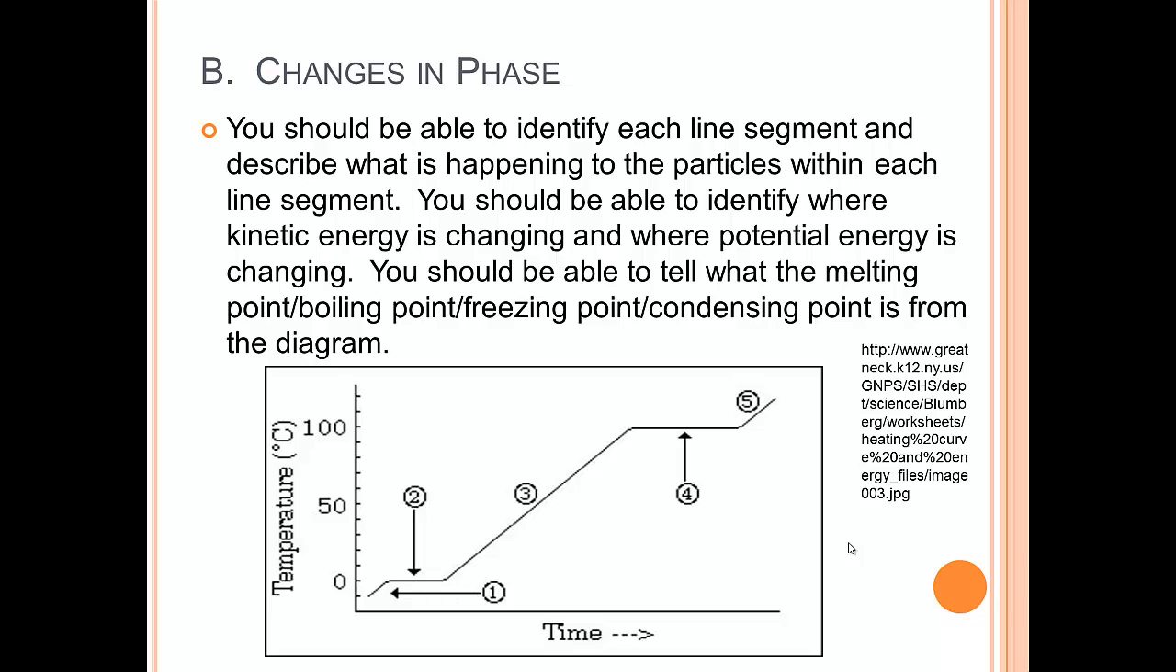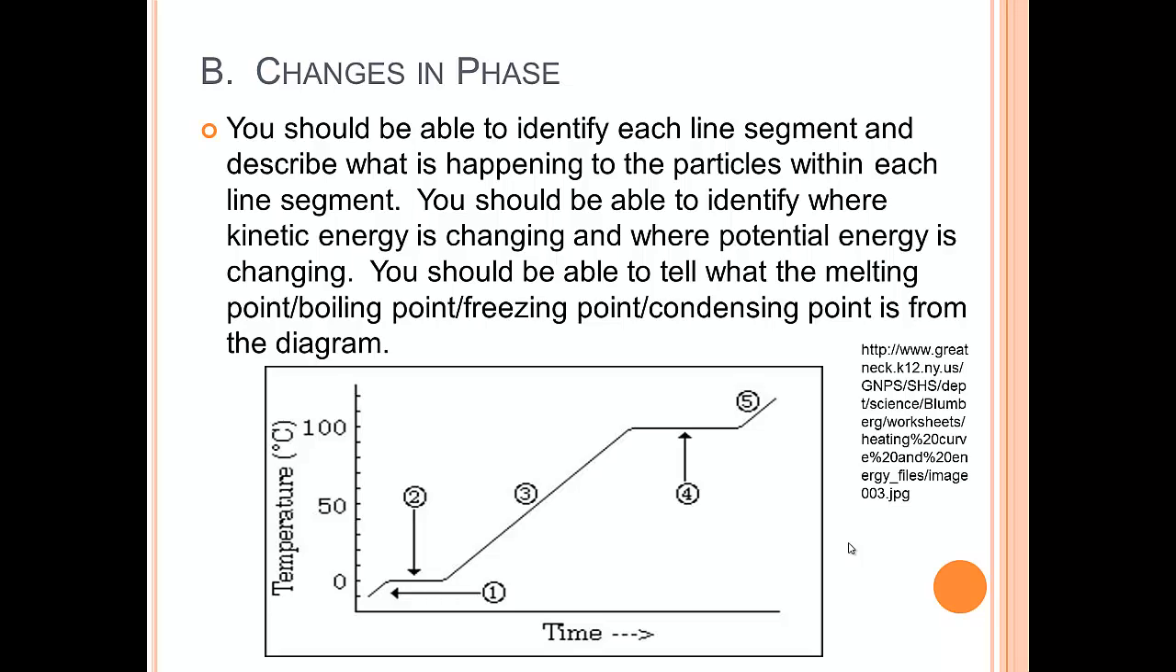Changes in phase. So we are hopefully very familiar with this heating curve that is down below there. For this heating curve, you should be able to identify during which line segments the kinetic energy is changing, during which line segments the potential energy is changing. What's going on with the particles in each of those line segments if you were to draw a particle diagram to show from the beginning of one segment to the end of the segment what would be different.